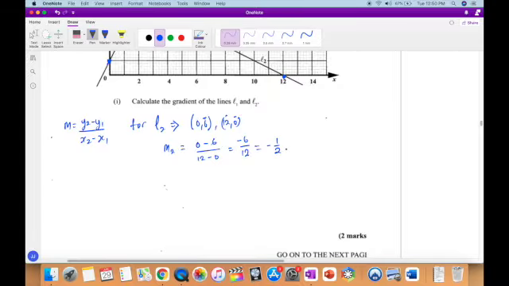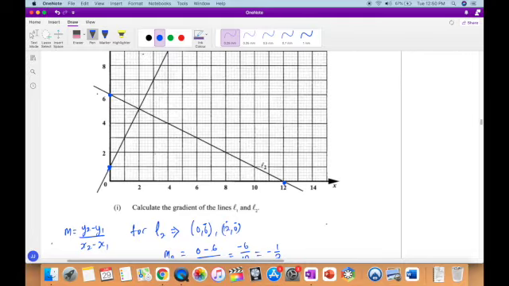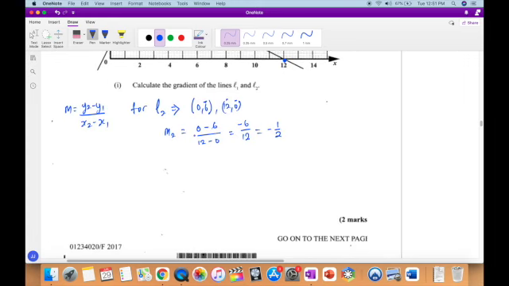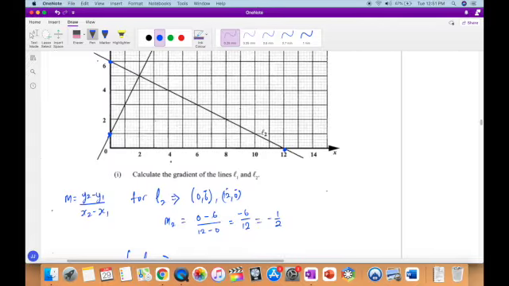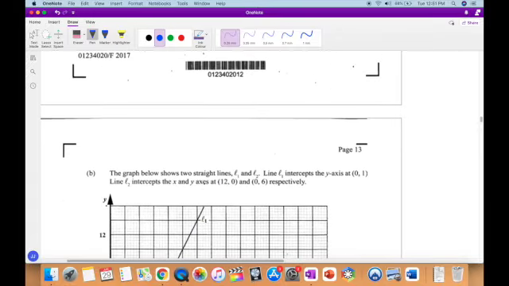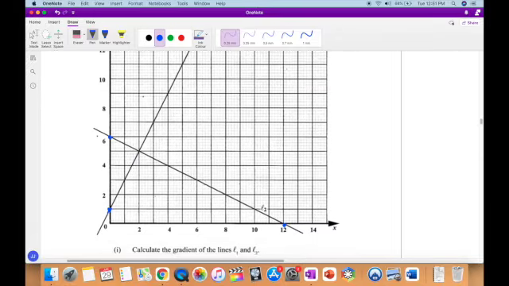And we could definitely see that this negative gradient here is for the line L2 sloping in this direction. We could also see that L1 is going to have a positive gradient as well. So for L1 now, we have 1 point, and that point is the point 0, 1. And we need another point.